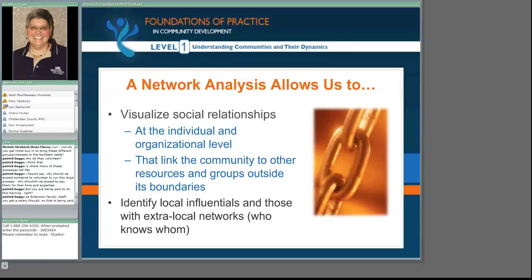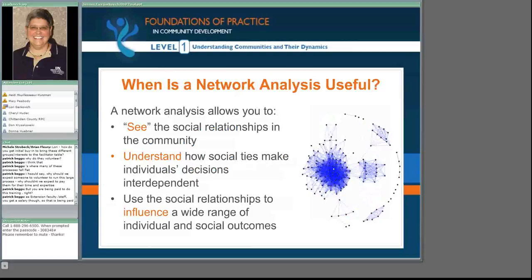And, as a sociologist, we call those local influentials with extra-local networks. Who knows who? And this is the starter one, but I got a more complex one I'll show you. It's kind of neat. So the network analysis allows us to see the social relationships, how people are connected in the community.